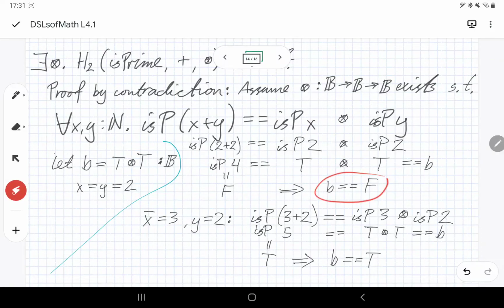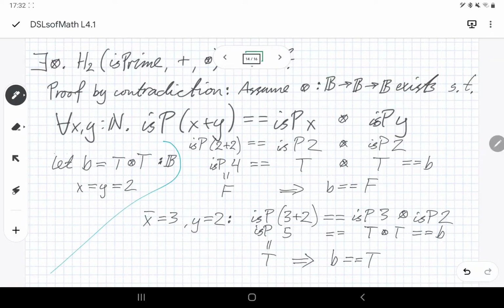And these two statements, b equals false and b equals true, both follow from assuming that an operator exists without saying anything about which value it has. We just called it b. And then checking, as we know, it should hold for all x and y. We need to check only for two pairs of values, for x equal y equals 2, and for x bar equals 3 and y equals 2. And we got contradictory results, which means the assumption was wrong. If the assumption that it exists was wrong, it means it doesn't exist.